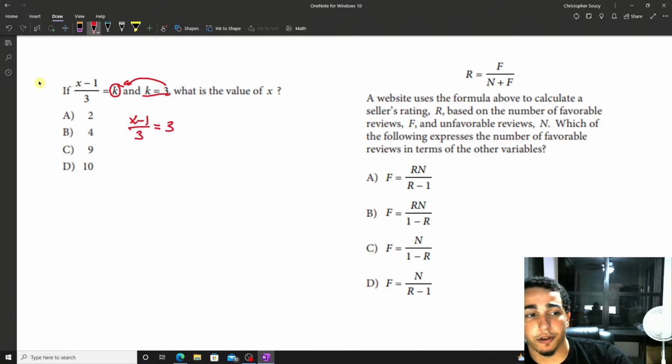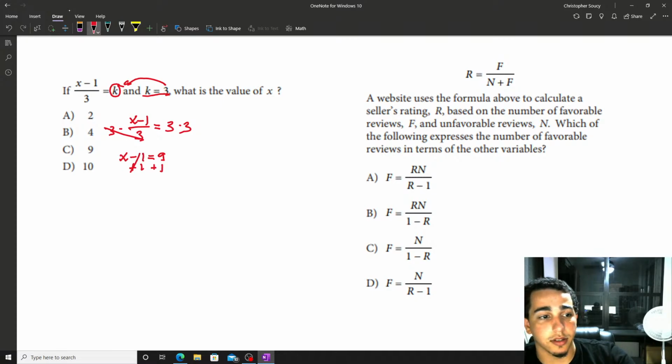Now how do we get x by itself? First, we need to multiply by 3 on both sides. On the left side, the 3's cancel, and we have x minus 1. This is going to equal, on the right side, 3 times 3 is 9. Our last step to get x by itself is going to be to add 1 to both sides. And we'll get that x equals 10, which is D.